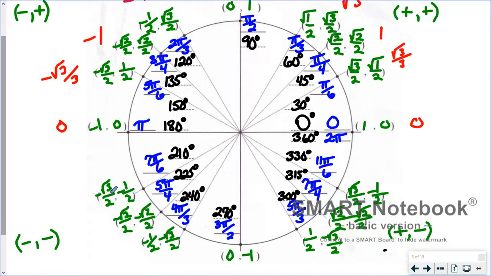Reflect this down, but now a negative divided by a negative is a positive. So this will actually be square root of 3 over 3. This will be positive 1. This will be positive square root of 3. Reflect it over. Well, this will be undefined again. Reflect this over, but now a negative divided by a positive is a negative again. So negative square root of 3, negative 1, and negative square root of 3 over 3.